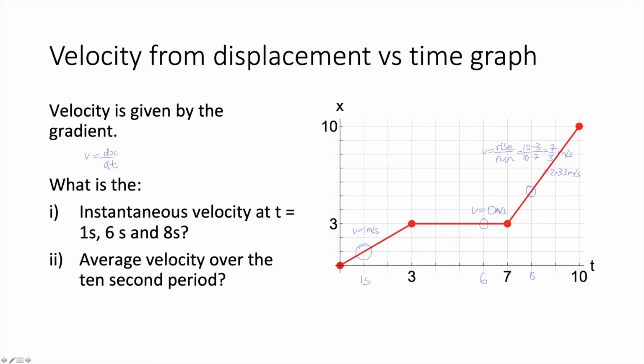And now we're asked to calculate the average velocity over the 10-second period. So the average velocity is equal to the change in displacement over the total time. We are going from 0 meters up to 10 meters, so that's 10, and the time is over a 10-second time interval, so it's 10.